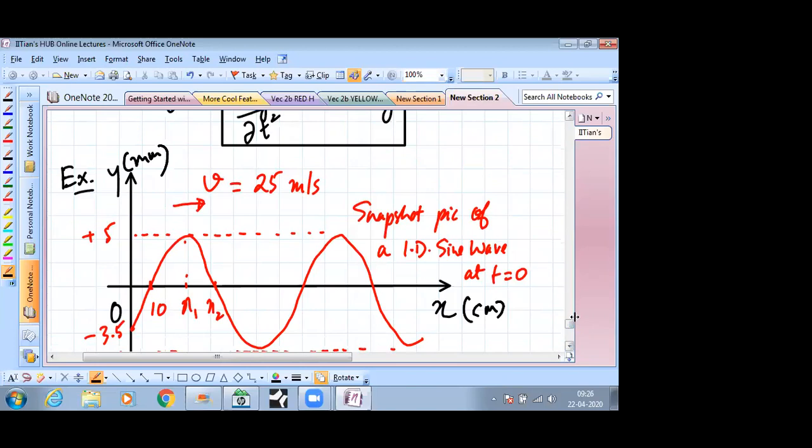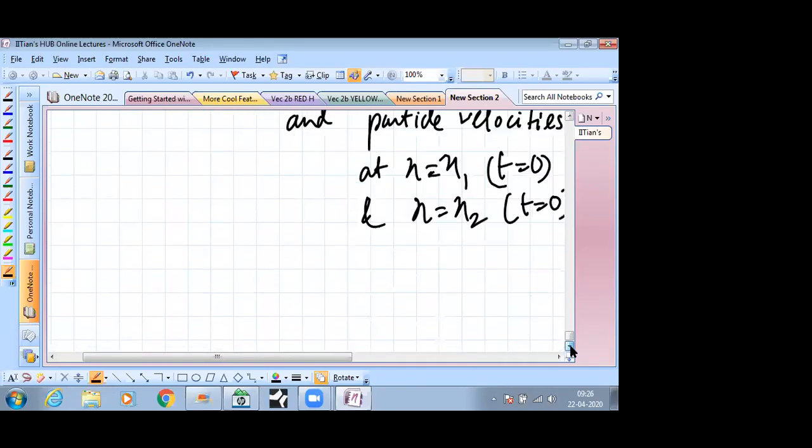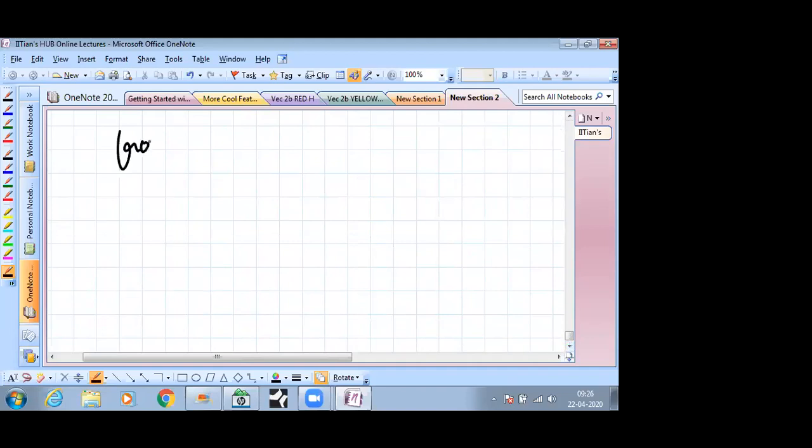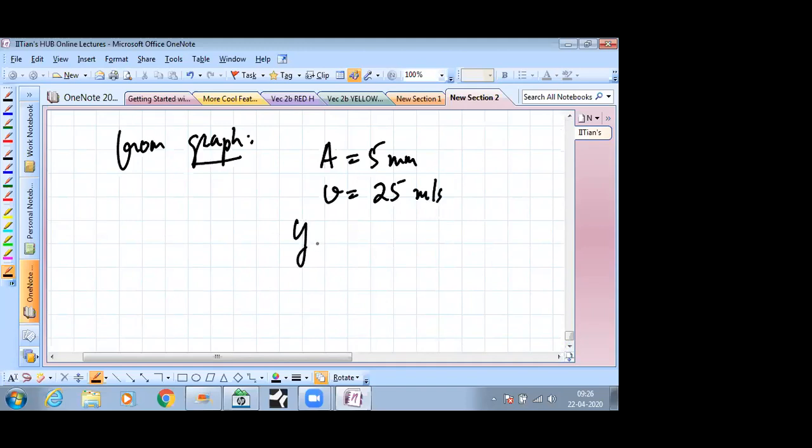So what information is this directly giving us? From the graph we can see that the amplitude is equal to 5 millimeters. We can see that the wave speed is 25 meters per second. And we can also see that y at x equal to 0, t equal to 0 is minus 3.5 millimeter, which is approximately minus A by root 2.